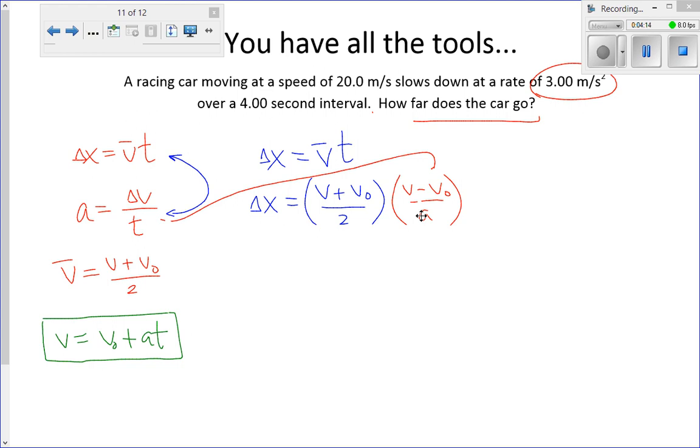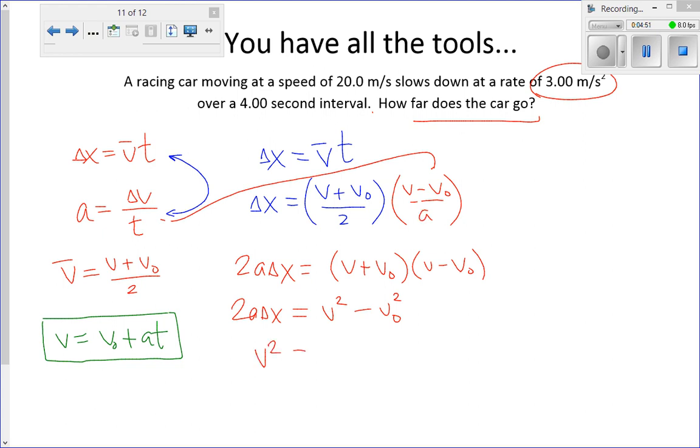I'm going to clean this up a little bit. I'm going to multiply both sides by 2a, and what I get is 2a delta x is v plus v naught times v minus v naught. I'm just going to FOIL this right side. First gives me v squared. Outer gives me negative v times v naught, but inner gives me positive v times v naught. Those add to nothing. And the last gives me minus v naught squared. I'm going to rearrange this and say that v squared is v naught squared plus 2a delta x.